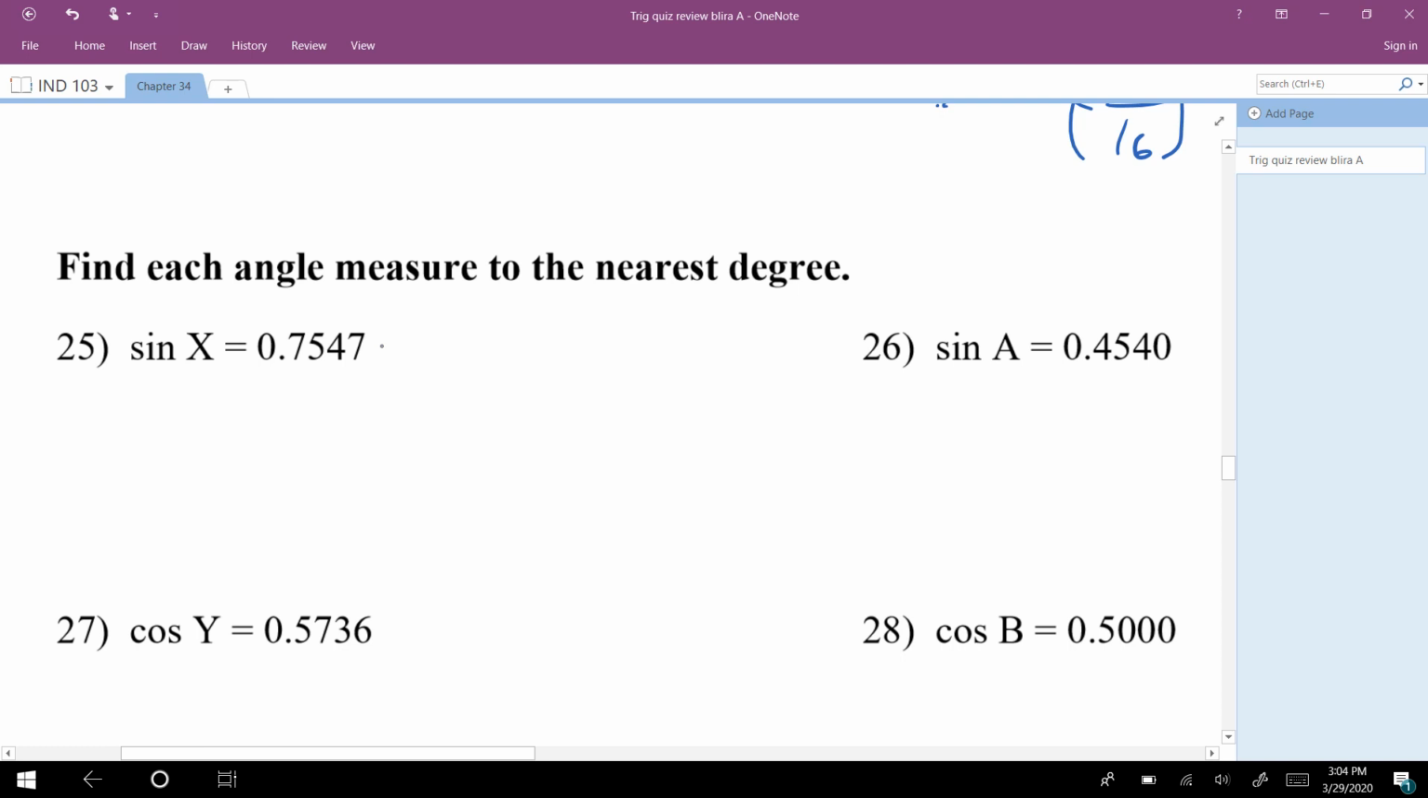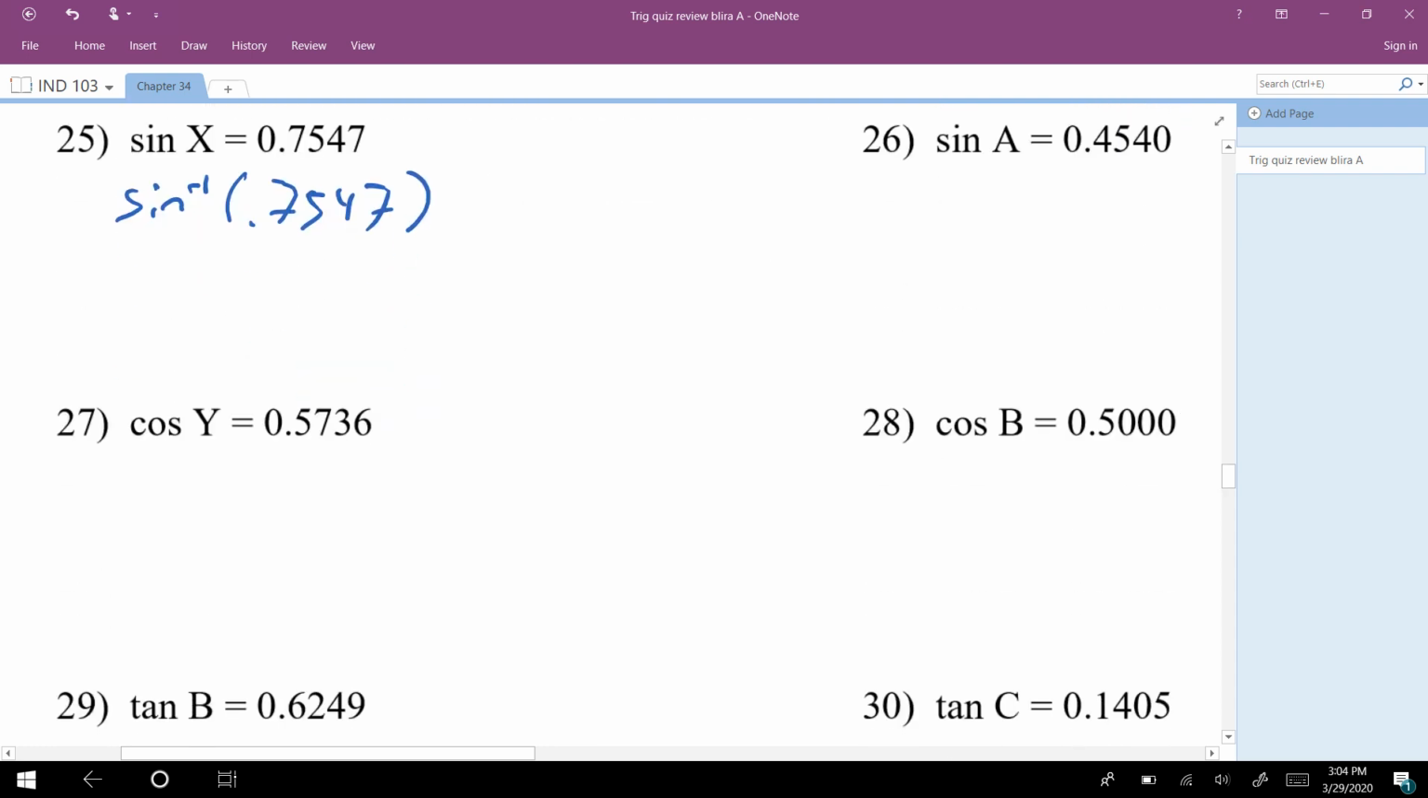They just want you to put the arctangent number in. So this would be sine⁻¹ of 0.7547. Down here, it would be cosine⁻¹ of y. So it would be cosine⁻¹ of 0.573336, and put it in.